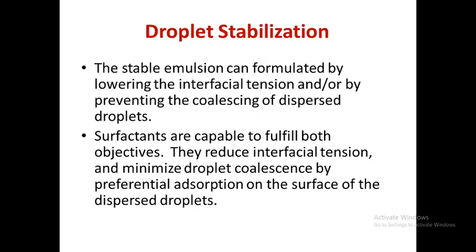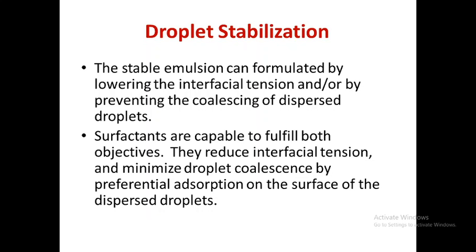So how will you reduce the interfacial tension? By addition of surfactant. Surfactants are amphiphilic molecules capable of fulfilling both objectives. They can reduce the interfacial tension as well as prevent the coalescence of dispersed phase droplets. So how does the surfactant prevent the coalescence of a dispersed phase droplet?